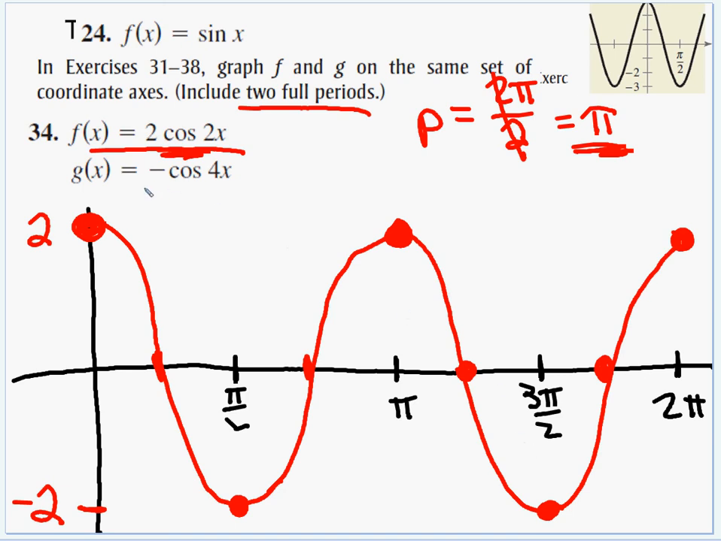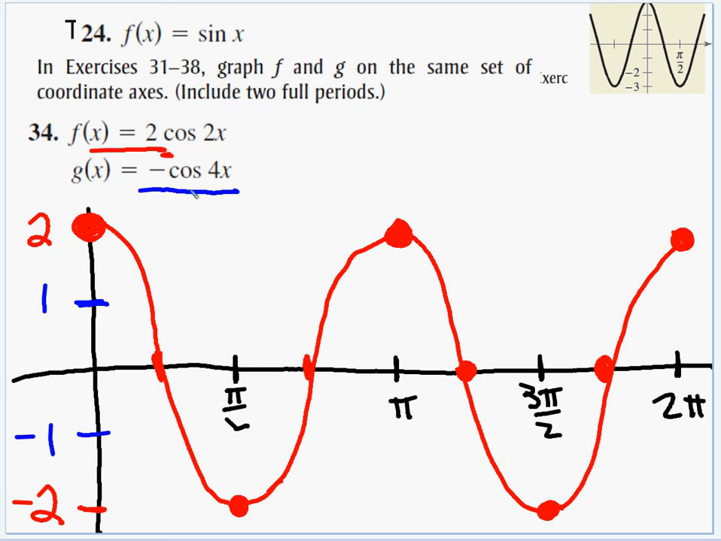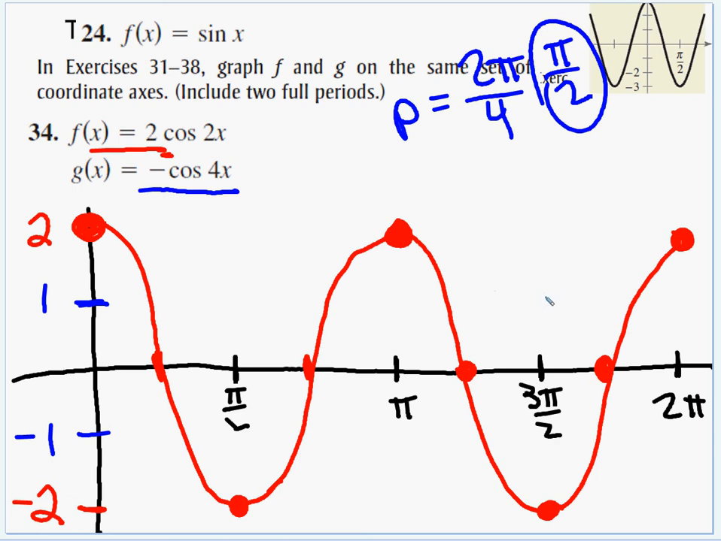Now I'm going to switch to blue ink for this one. Now this one, it's negative and it's 1 cos. So this is going to have an amplitude from 1 to -1. And let me get a little more room here. Period is 2 pi divided by the number in front of x. That's a 4. So 2/4 or 1/2 pi. So this has a very compacted period, half pi.